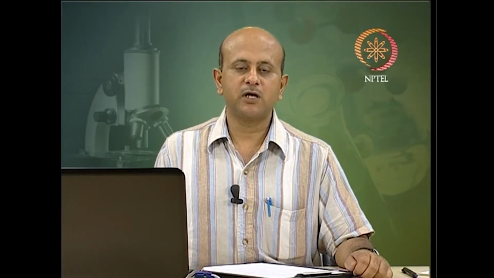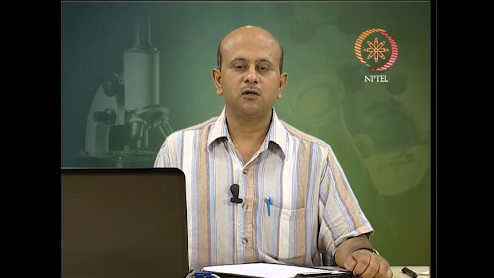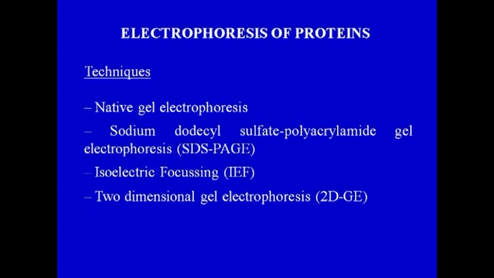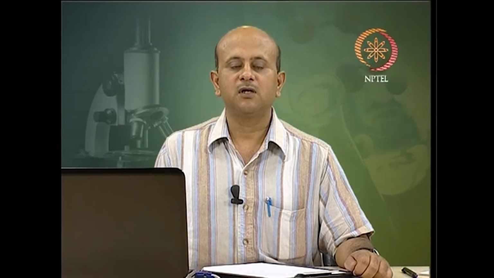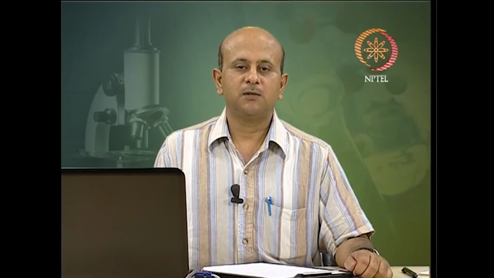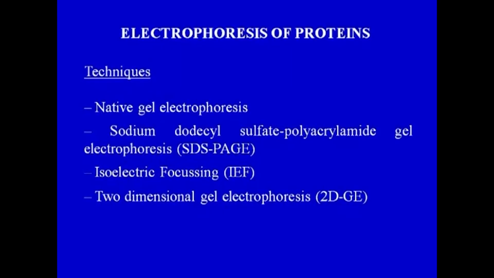All right. So, this was about two buffer systems which are widely used, one continuous system and another discontinuous or multiphasic systems. Alright, so we will start with the electrophoresis of proteins. Now, there are many variations of electrophoresis which are commonly used. There are a lot of techniques which are used for different applications for analysis of proteins, and we will discuss some of them. Like there is native gel electrophoresis.